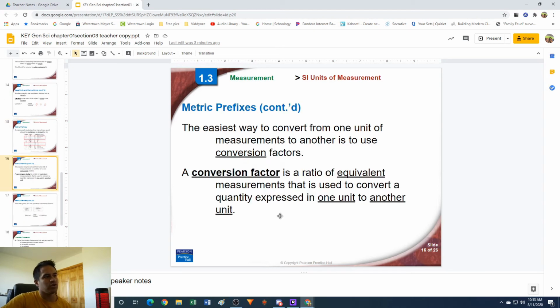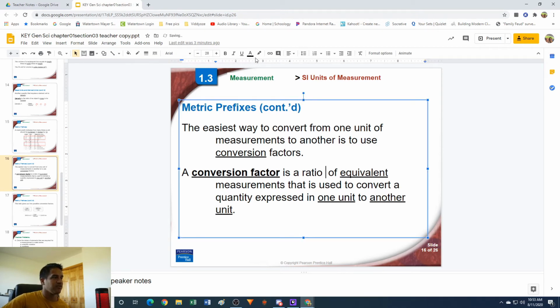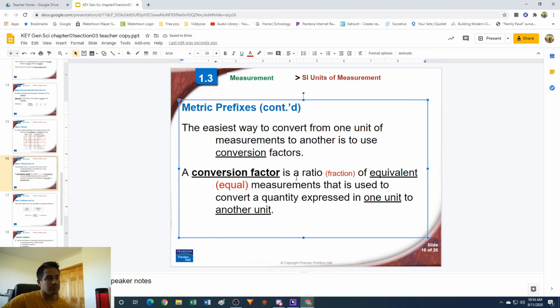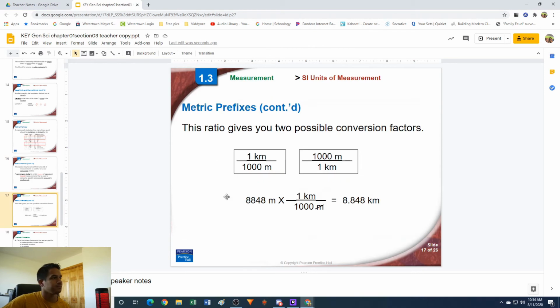Now the easiest way to convert from one unit of measurement to another is using what we call conversion factors. A conversion factor is a ratio, and a ratio is just a fancy way of saying a fraction. A ratio is a fraction of equivalent measurements. Equivalent means equal. So a conversion factor is a fraction of equal measurements that's used to convert from one quantity in one unit to another unit. We'll take a look at what this looks like here.